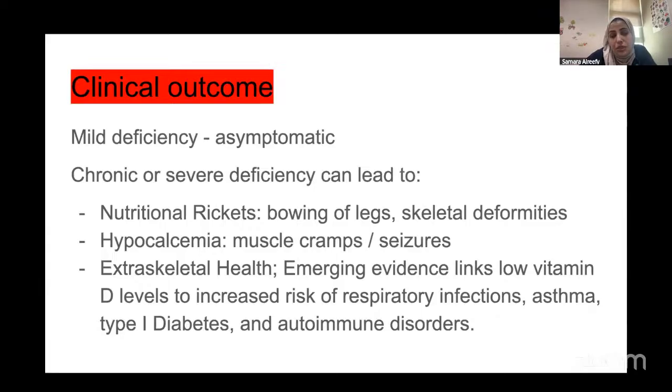Hypocalcemia can also present with muscle cramps, muscle weakness, and infantile seizures. Extraskeletal health can also be affected, as emerging evidence now links low levels of vitamin D to increased risk of recurrent respiratory infections, asthma, as well as type 1 diabetes and autoimmune disorders.